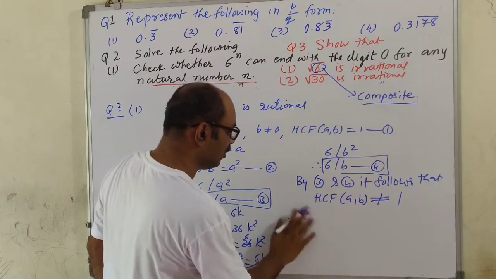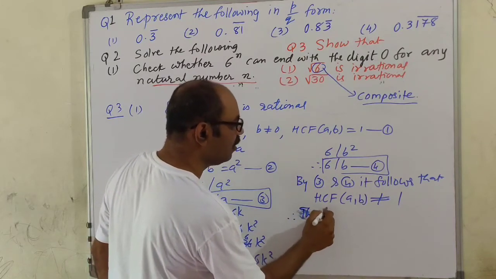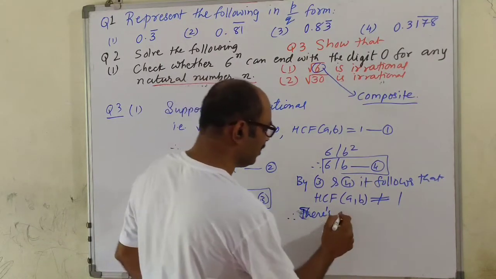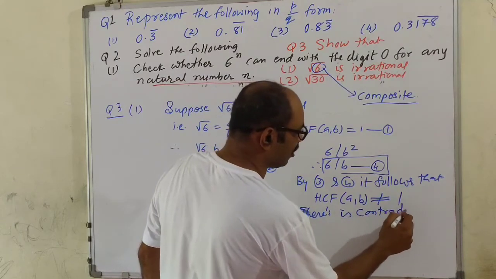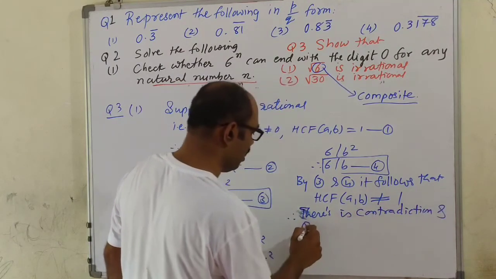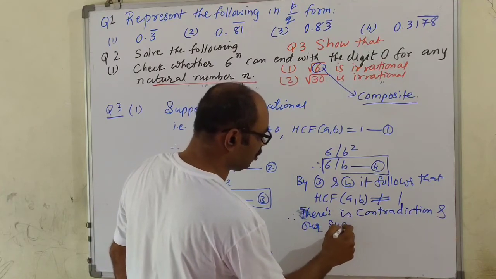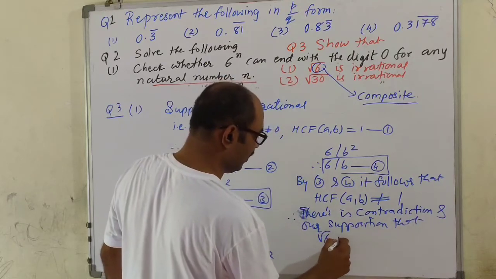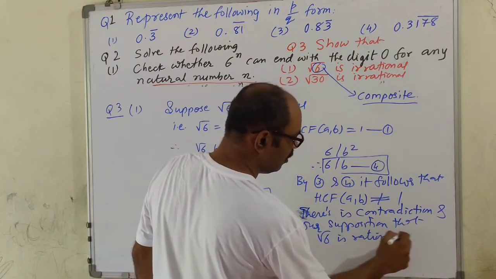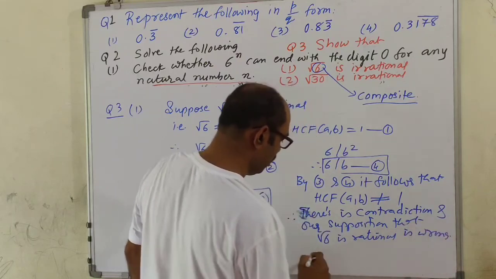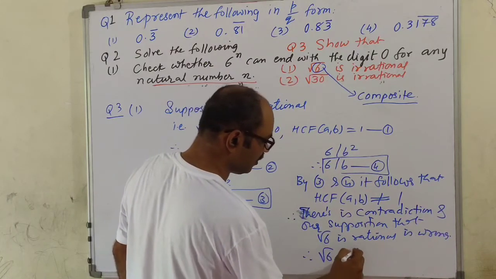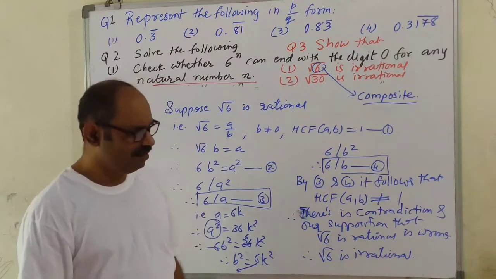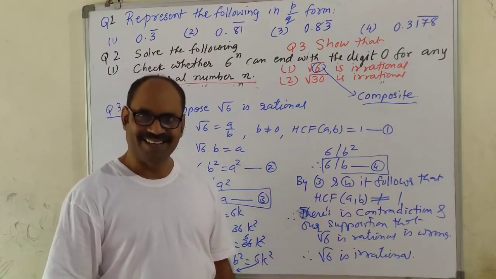Therefore, there is a contradiction, and our supposition that root 6 is rational is wrong. Therefore, root 6 is irrational. Are you getting me, children? Finished. There are different ways of writing it.